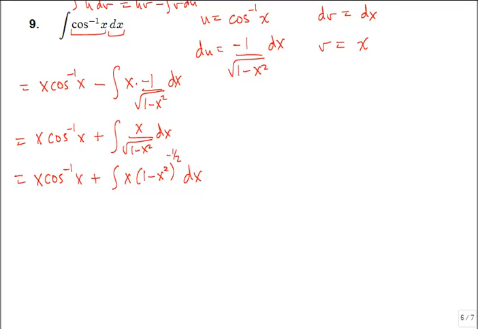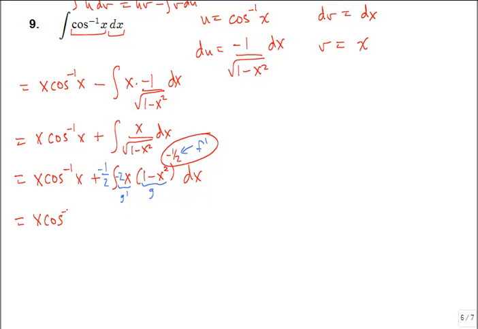This is pattern recognition. Your outer function is the power. Your inner function g is this 1 minus x squared, and the derivative of that wants to be a negative 2x. Thankfully I have the x, I'm just missing the minus 2. So now I'll have the correct g prime. But I have to counterbalance by a negative 1/2. So in pattern recognition, if you have all 3 pieces, then the only piece that you actually integrate is that outer power. The other pieces just need to be there, but you don't do anything with them.